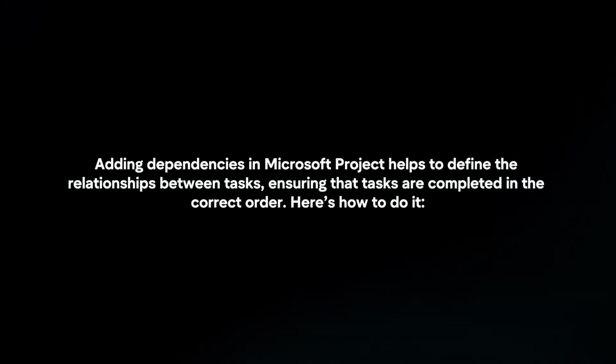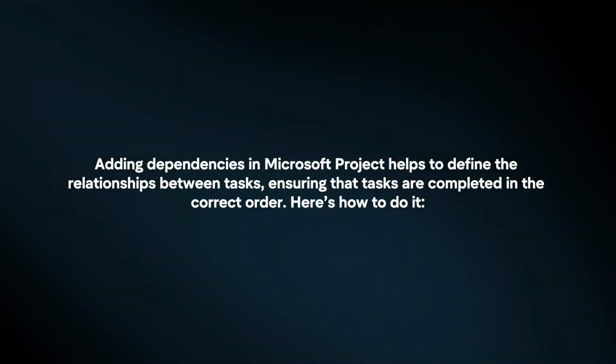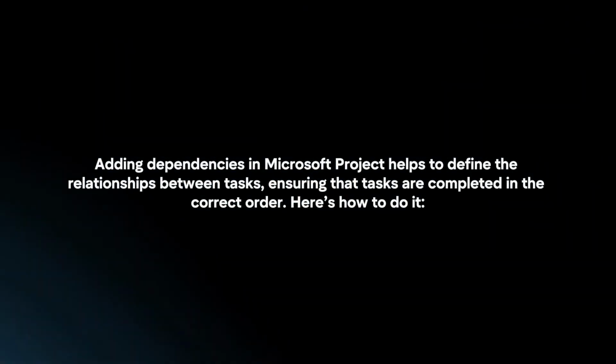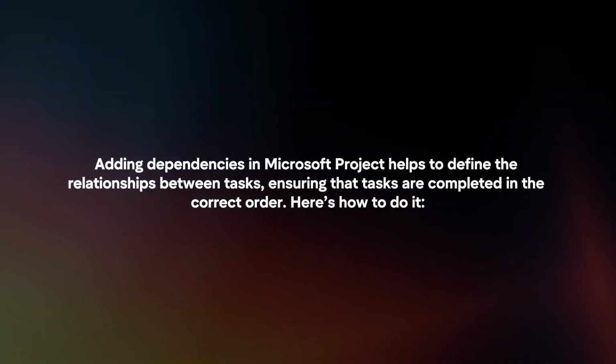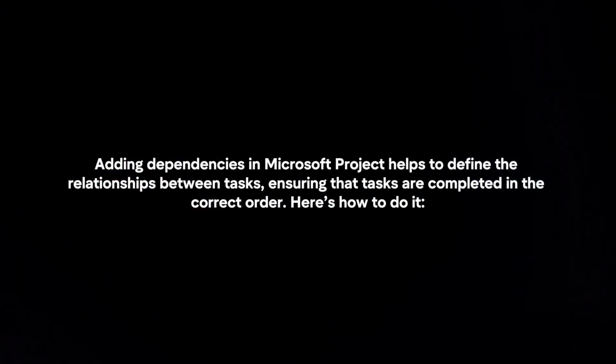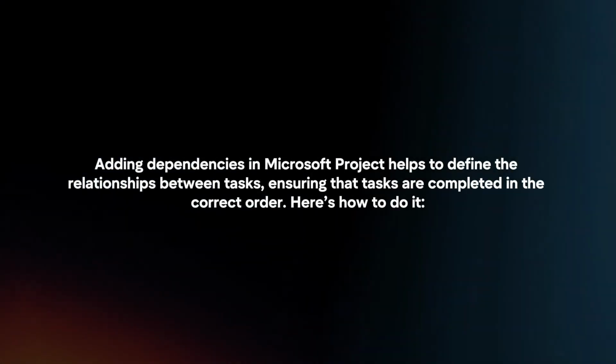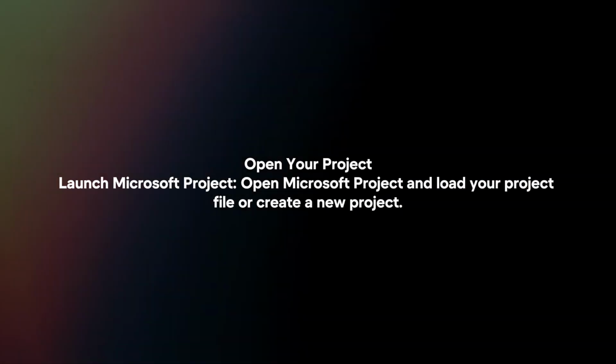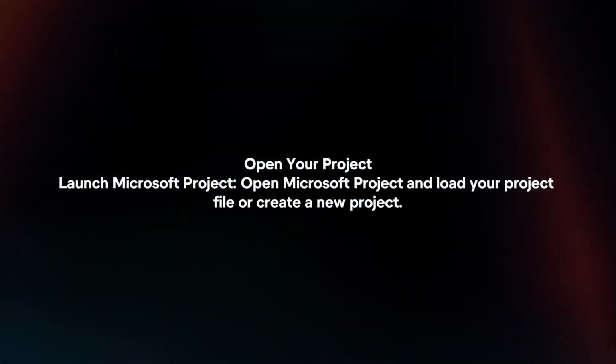Adding dependencies in Microsoft Project helps to define the relationships between tasks, ensuring that tasks are completed in the correct order. Here's how to do it. Open your project. Launch Microsoft Project and load your project file or create a new project.